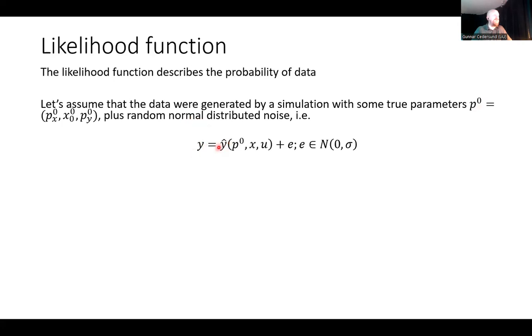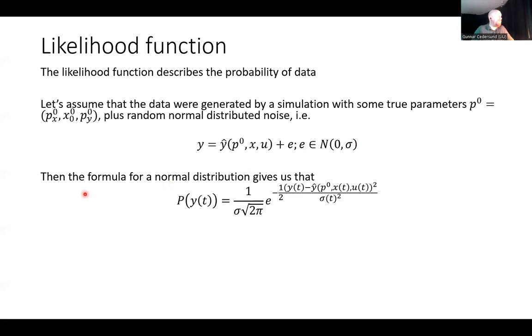So then y would be equal to y hat for some true parameters here, plus some noise term here. And this noise term that we have here, that would be the innovation that we sometimes call it, and that is a random number that is drawn from typically a normal distribution with mean 0 and standard deviation sigma. So this is the most common assumption. It's not always the right assumption, but it's a very common assumption.